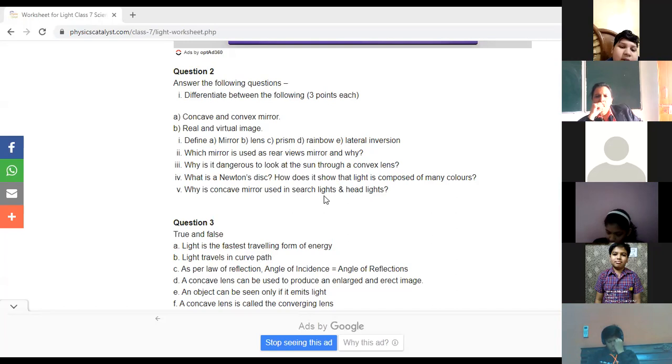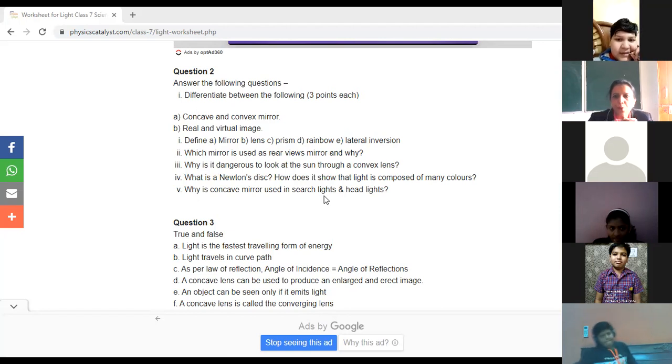Concave mirror has converging power. It can concentrate the light rays at a particular point. So it has the converging power. And you must have seen that the surface is very reflective. That's why the light reaches large distances. That's why they are used in searchlights and headlights.